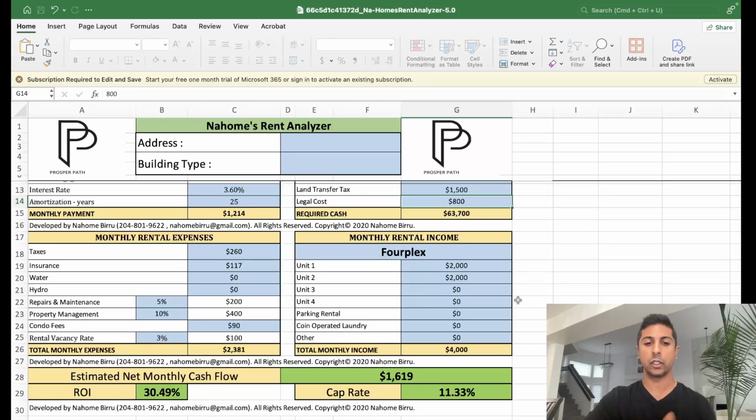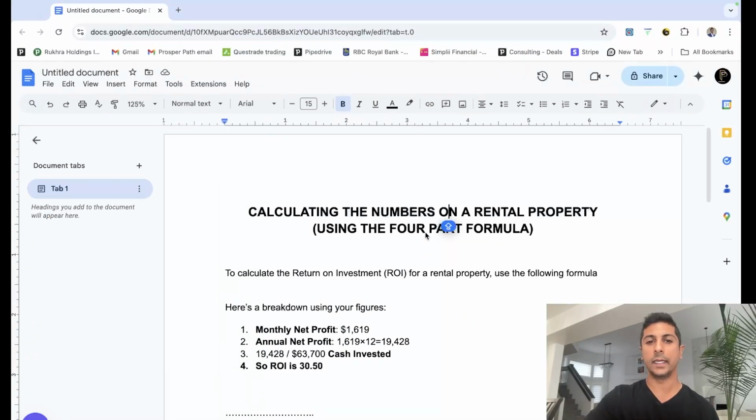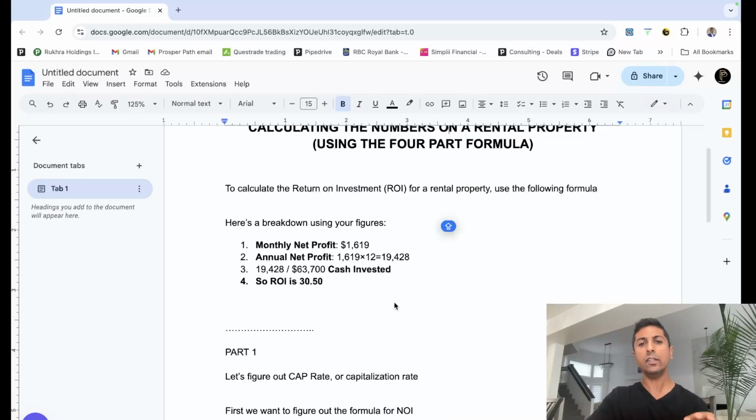Keep that in mind, because we need to figure out what our return on our investment is going to be. So to do that, let's go to this formula here. Again, we're calculating the numbers on a rental property, and we're going to be using the 4-part method here for you guys. The first thing you want to figure out is your return on your investment. To do that, I'm going to break it down for you. You need to know your monthly net profit. What is your monthly net profit on this property based on the expenses and the mortgage that you have to pay?